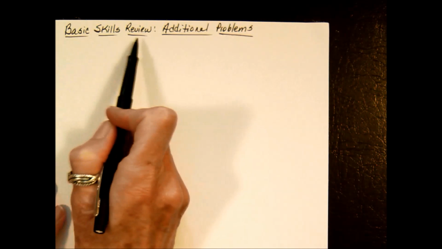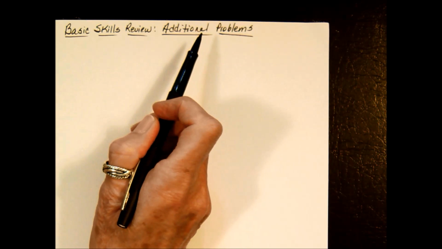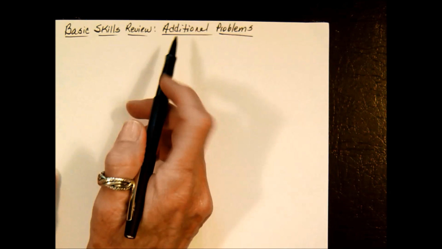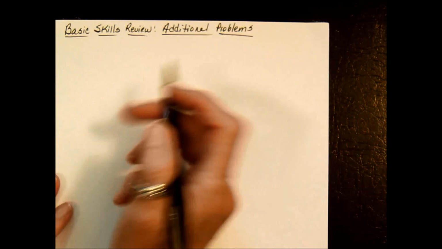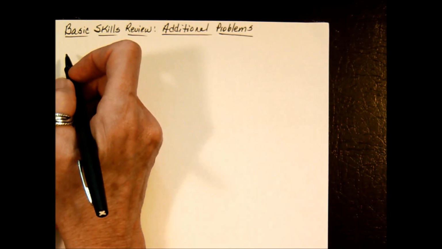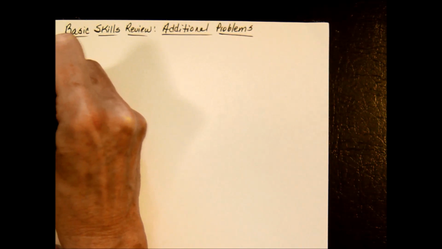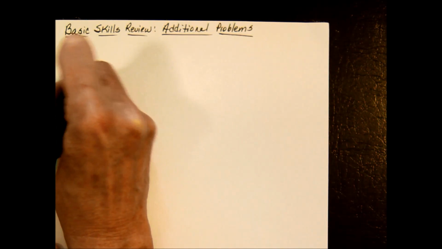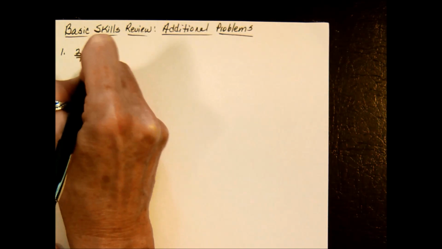This is the Basic Skills Review additional problems found at the end of the Basic Skills Review document. So we'll start out with some fraction concepts again. So number one, we have 2/7 plus 3/5.